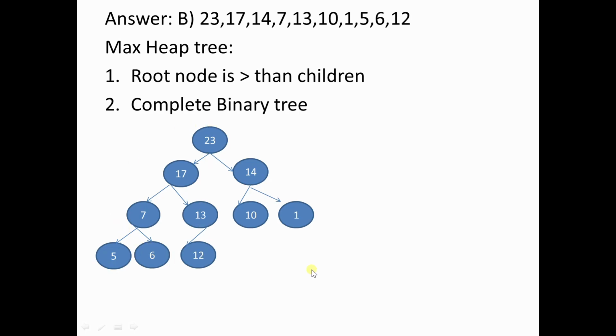So let's check it is a maximum heap tree. For a maximum heap tree, the root node is greater than the children. In each node, the root node is greater than the children nodes. It satisfies the first condition. Then it forms a binary tree. For a binary tree, it should have at most two children. Each node has at most two children, so it satisfies the second condition. So this is a maximum heap tree. Option B is the answer.